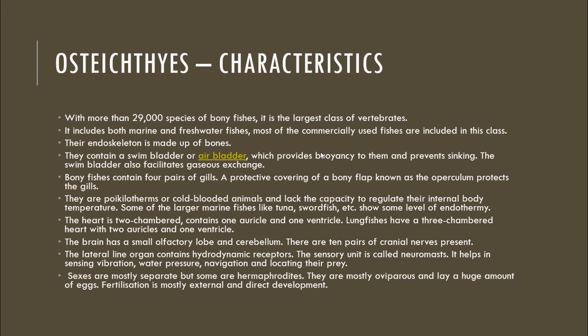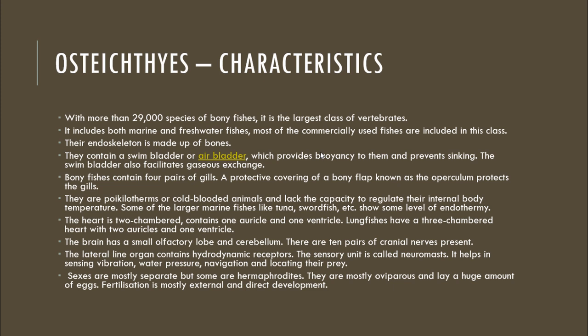Lungfishes have a three-chambered heart with two auricles and one ventricle. But just know that generally your Pisces have two what? Two-chambered heart. That's important to know. That's what they will ask you. Just pick two. The brain has a small olfactory lobe and cerebellum. Cerebellum, because it has two L's, is used for legwork, while cerebrum, because it has R, is used for reasoning. That's what I always used to remember that. Olfactory lobe for what? For smelling.